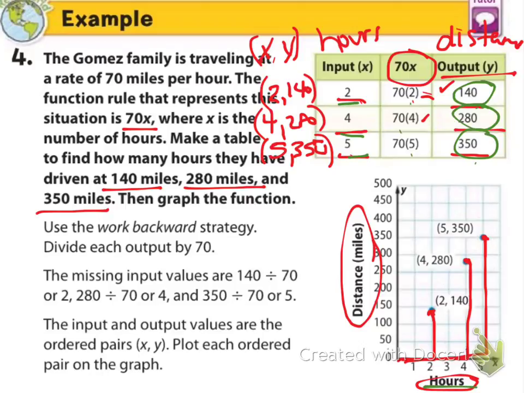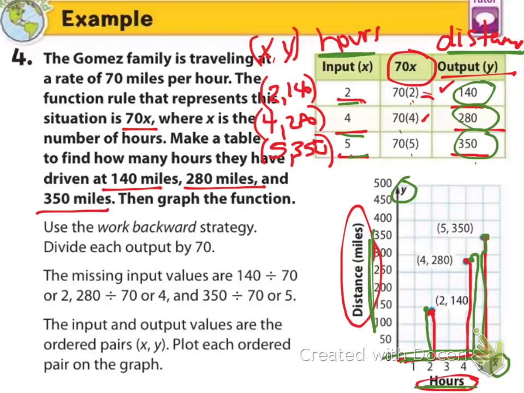And so you see that your hours down here represent your x value. See our x value? And our distance in miles represents our y value, like we have over here. And so when it's been 2 hours, I go up to 140. When I go over 4 hours, I go up to 280. When I go over 5 hours, I go up to 350. And that's how we would graph the function.